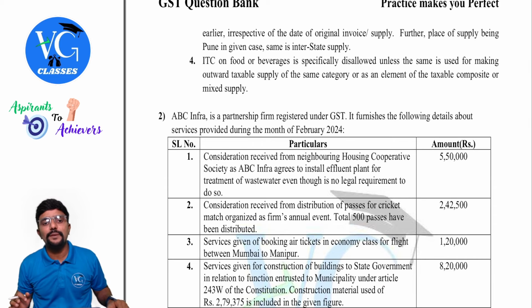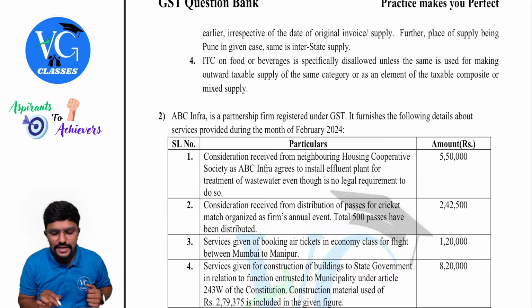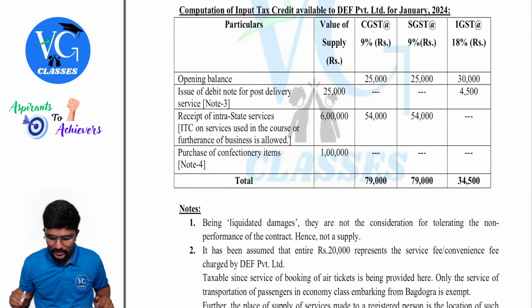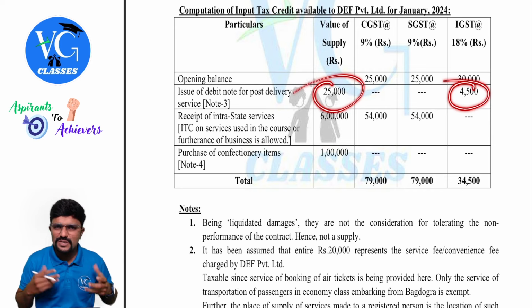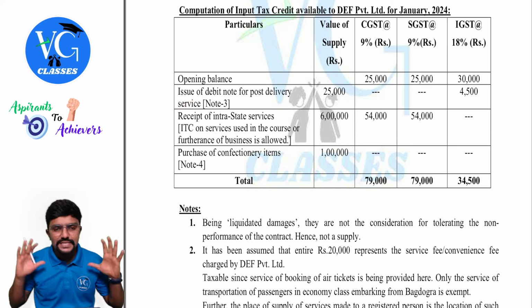Further, the place of supply being Pune in the given case. So it will be what? Interstate supply, guys, because Pune is a part of Maharashtra. So it is an interstate supply. IGST would be levied. Yeah, you can see on 25,000, which is the value of debit note, 18% comes to 4,500, guys.